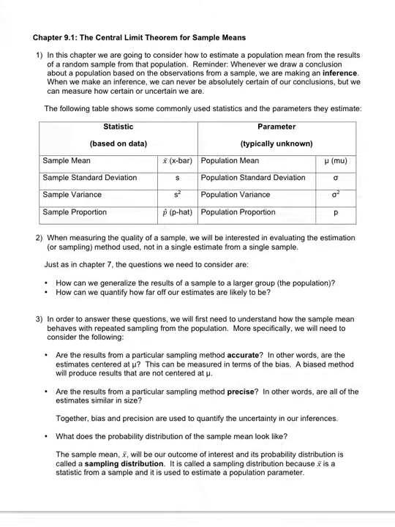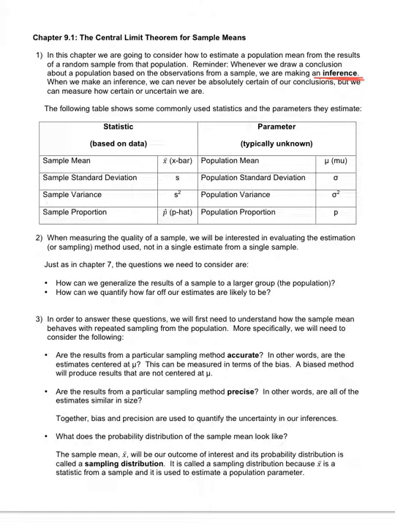So, whenever we draw a conclusion about a population based on observations from a sample, we're making an inference, so that's inferential statistics. And when we make that inference, we can never be absolutely certain of our conclusions. But since we know how our statistics behave, we're able to measure how certain or uncertain we are.